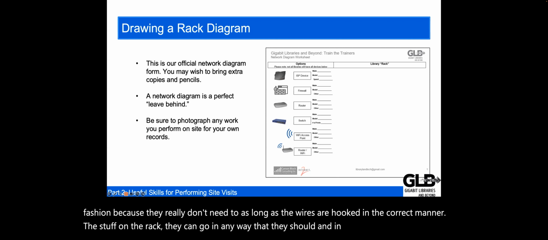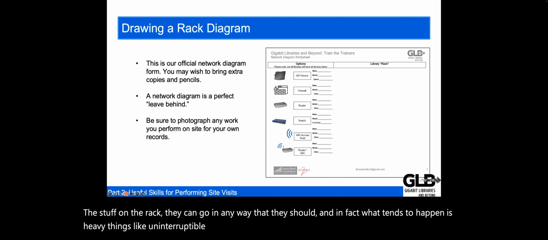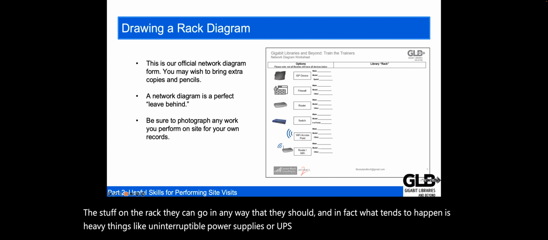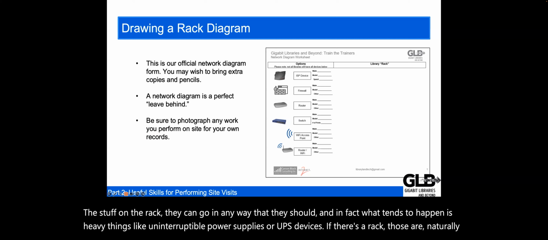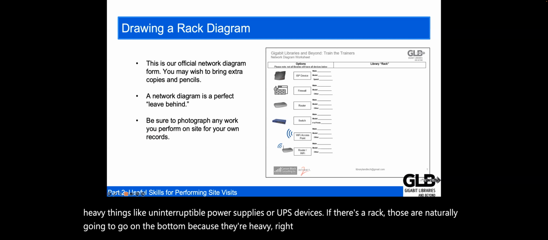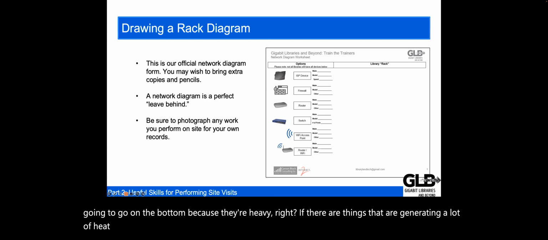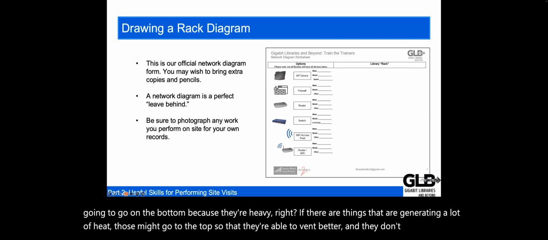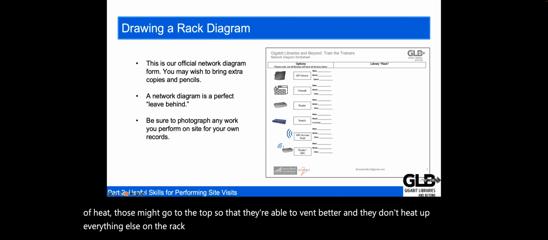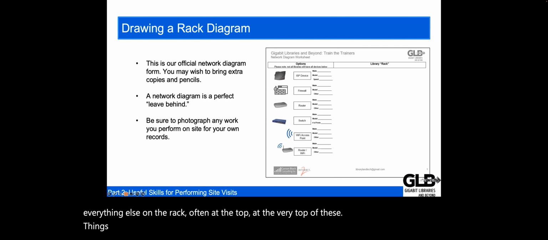And in fact, what tends to happen is heavy things like uninterruptible power supplies or UPS devices, if there's a rack, those are naturally going to go on the bottom because they're heavy, right? If there are things that are generating a lot of heat, those might go to the top so that they're able to vent better and they don't heat up everything else on the rack. Often at the very top of these things are patch panels to help distribute the signal.